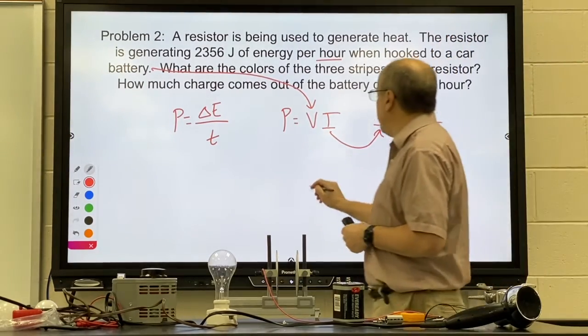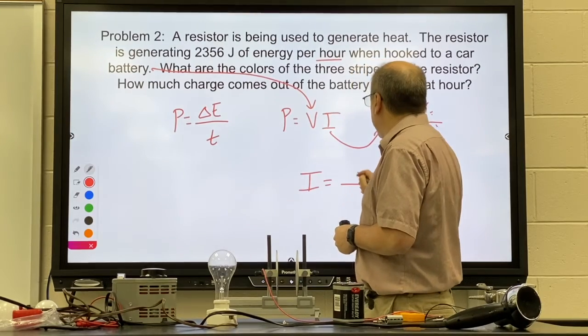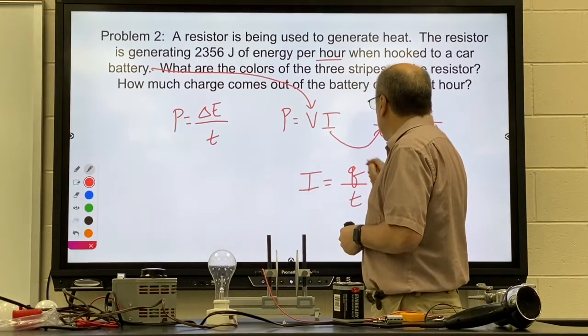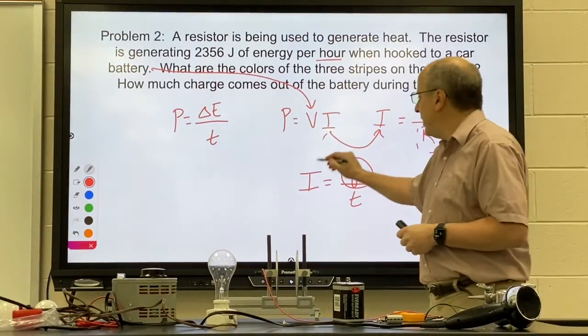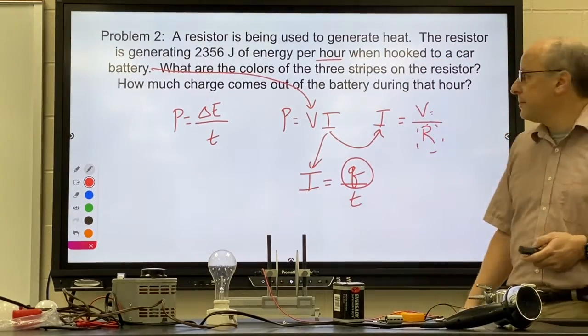They then want to know how much charge comes out of the battery. So again, you're solving for Q. Use your current that you found here and solve for Q.